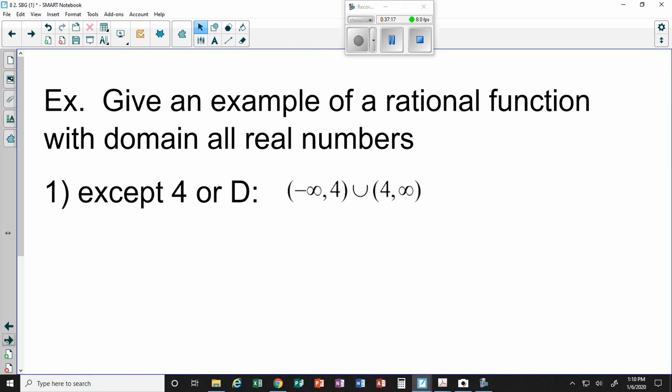Give an example of a rational function with domain all real numbers except, for number 1, except 4. Or they give us the domain from negative infinity to 4 in union with 4 to infinity. So what would we have to have for the domain to not include 4? I want to write a function. Now, there's an infinite number of functions I could write, but they all have to have one commonality.